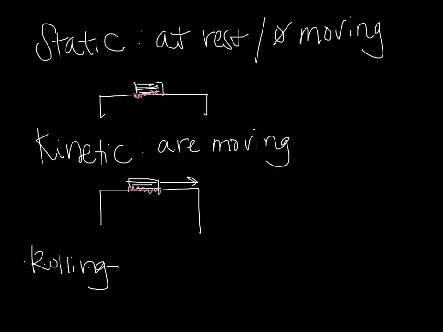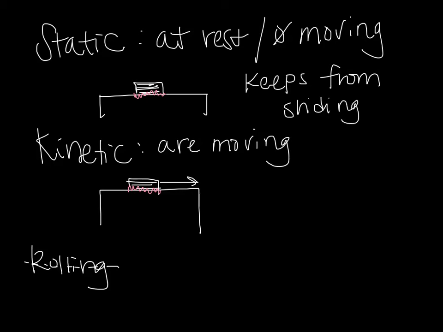When the book is at rest, it would be static friction, and when the book is being pulled, it would be kinetic friction. So static friction is the type of friction that is a force that a surface exerts on an object to keep it from sliding across the surface. So let's talk a little bit more about each of these kinds of friction.